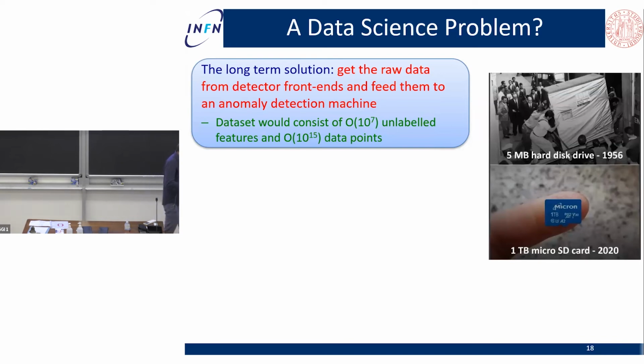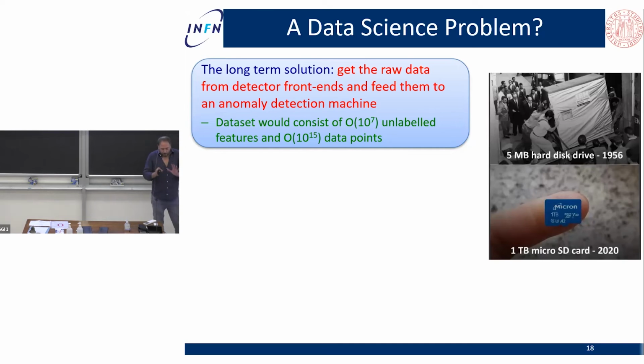So you can ask yourself whether the analysis of data at the LHC can be posed as a data science problem. I'm always impressed by this picture, where people are trying to move this huge thing, which is a 5 megabyte hard disk in 1956, and now you have 100 terabytes on your finger. If you asked those people in 1956 whether you could have a factor 10 to the 12 in storage capability some 60 years later, they would say no, that's impossible. So can you actually translate this data analysis problem at the LHC into a data science problem?